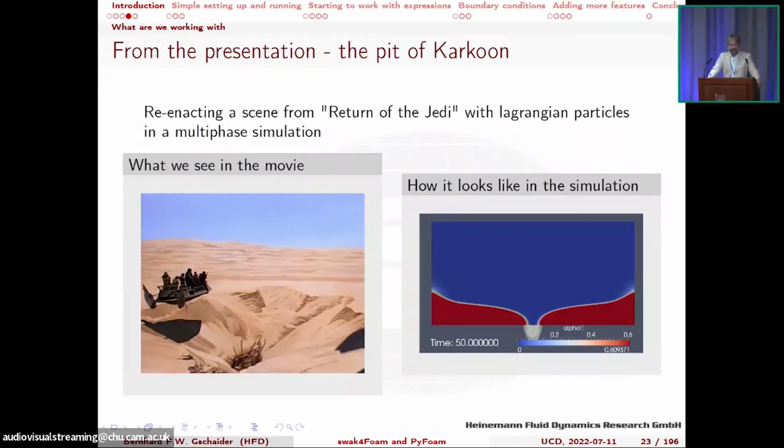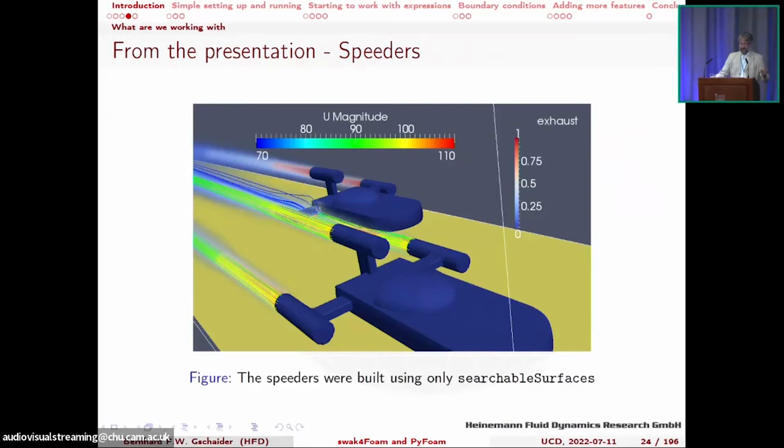Some of the stuff that was simulated there was reenacting this scene from Return of the Jedi, where Lagrangian particles represented the people being thrown into this pit. And there was a simulation of sand speeders, and these sand speeders were built with these simple searchable surfaces, so that this was done without a cut tool or anything like this.